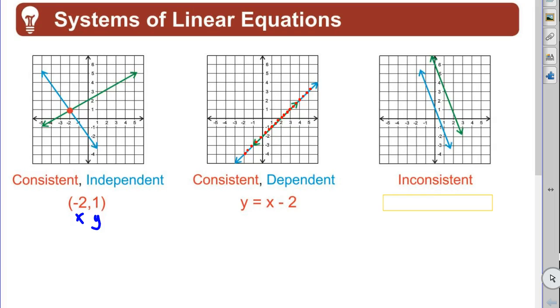Remember, consistent means there's a solution. So inconsistent, no solution. And again, how would you say that? You'd say no solution. You could use the null set symbol, right? There is no point of intersection.